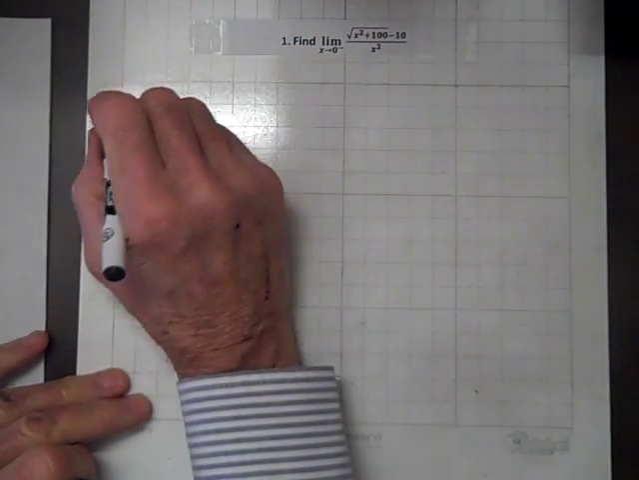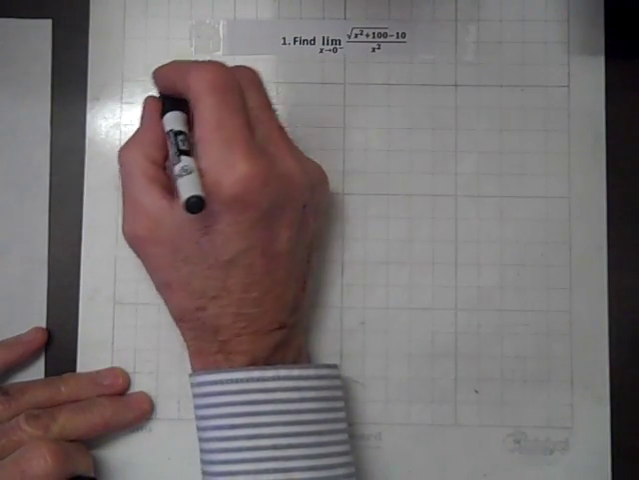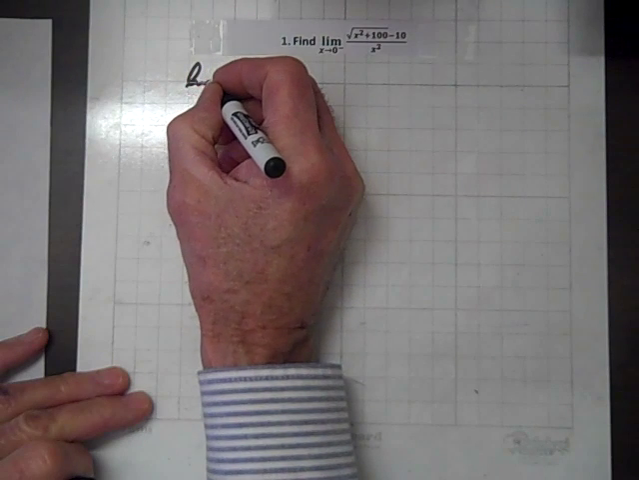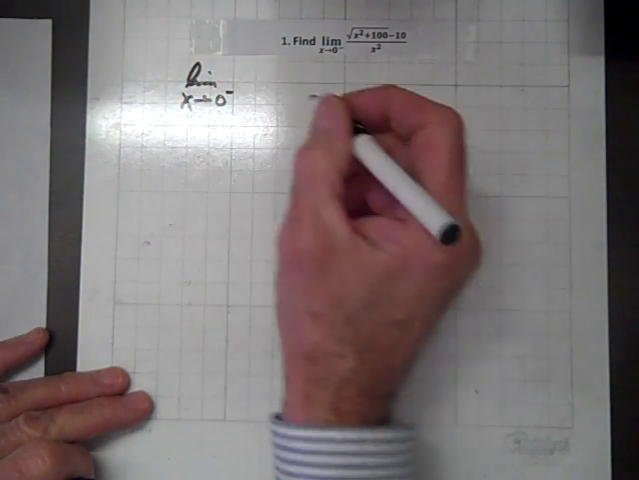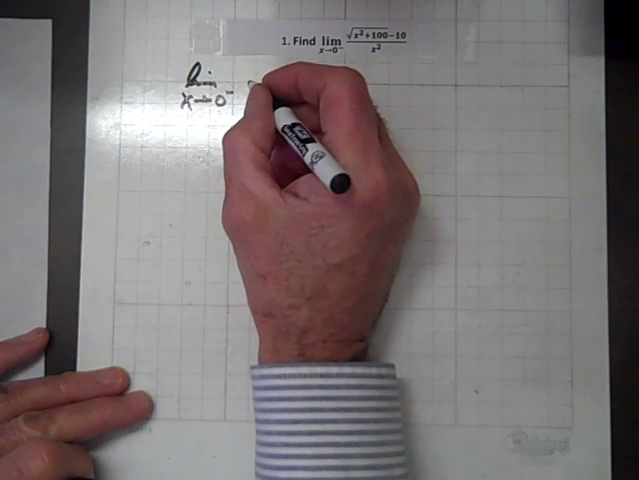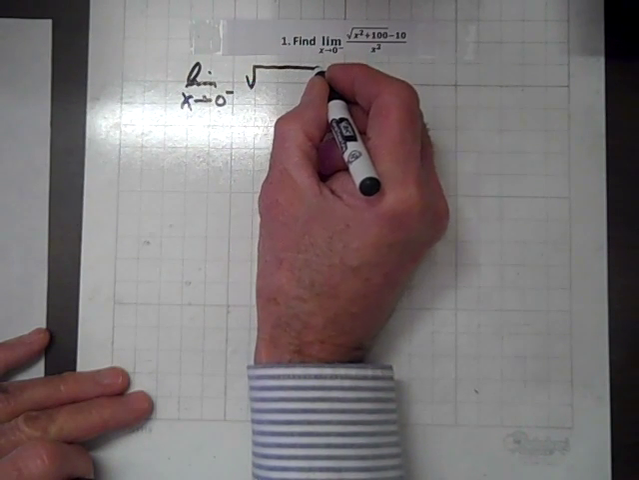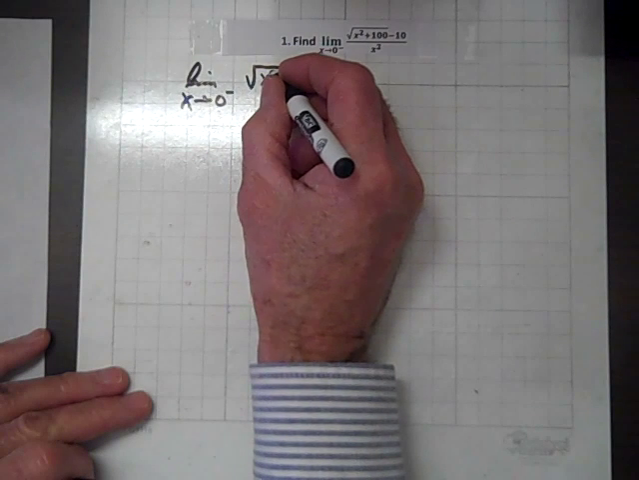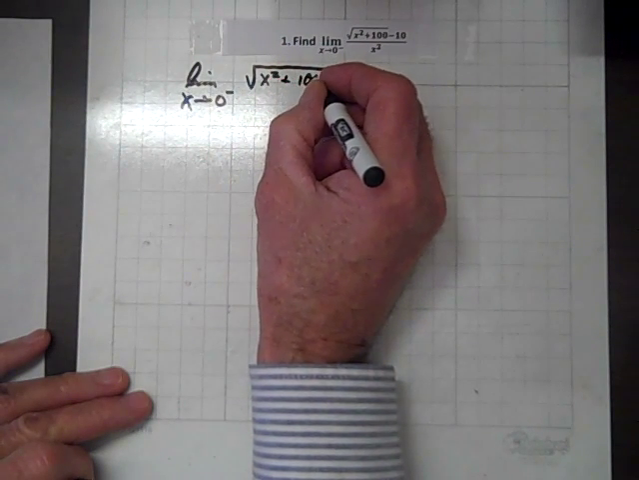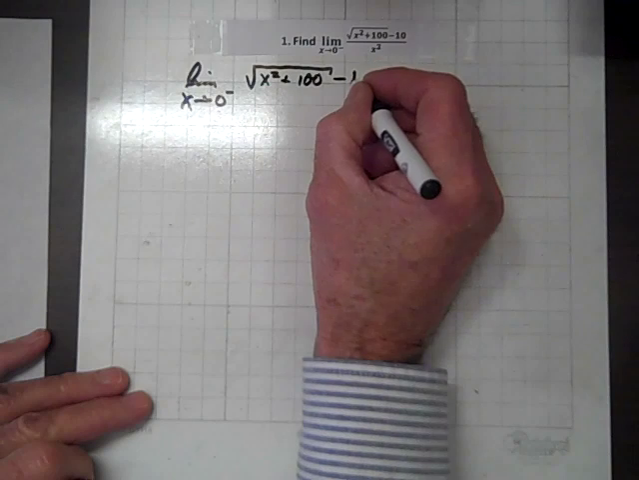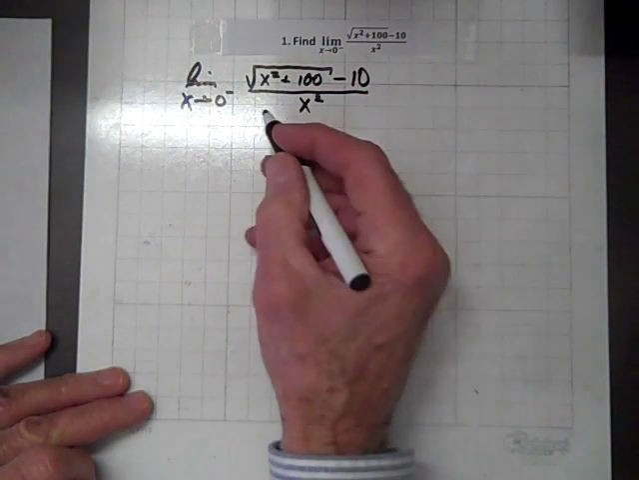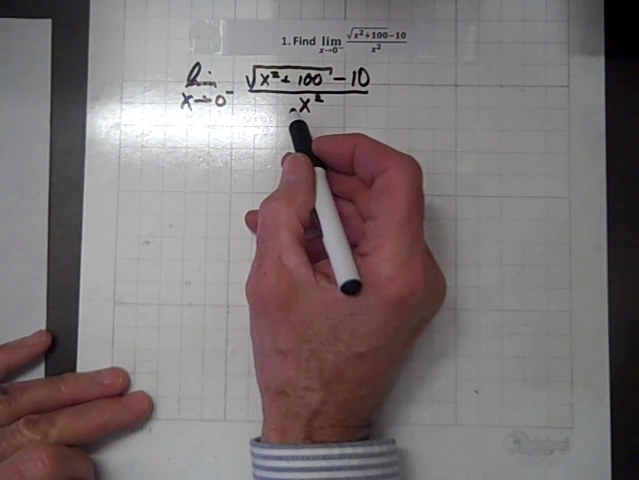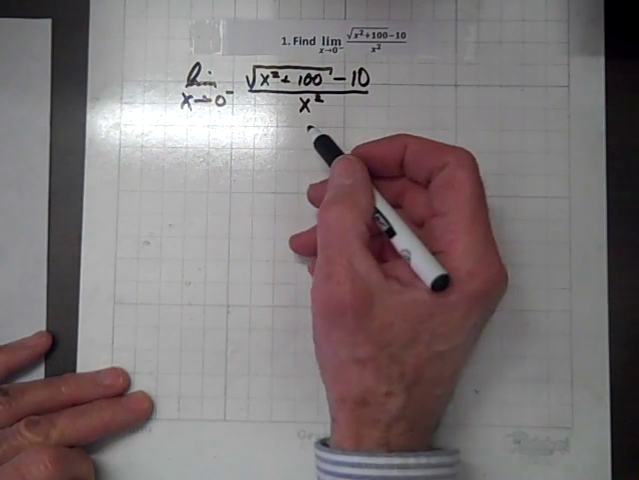Well, for our first question, we have to find the limit. So I'll rewrite this, the limit, as x goes to 0 from below of root of x squared plus 100 minus 10 all over x squared. And we cannot evaluate this directly because we'd have division by 0.